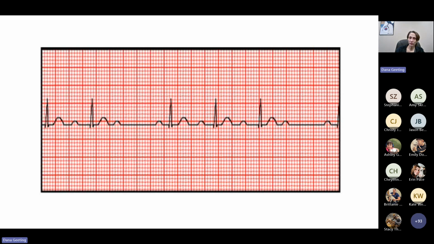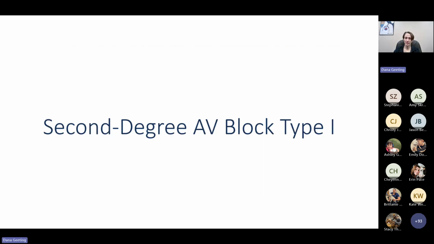On second degree type 1, see how the line from the start of your P wave to the start of your QRS is getting longer. Then you're missing one right here, because you have your T wave. Here's your next P wave, and then you're missing your QRS complex. Then here, your PR interval goes back to being the shortest again, and it continues to get longer until you drop your QRS. So that was second degree AV block type 1.